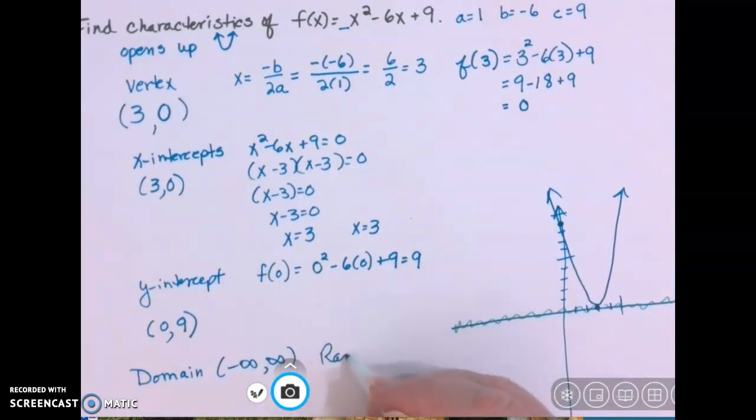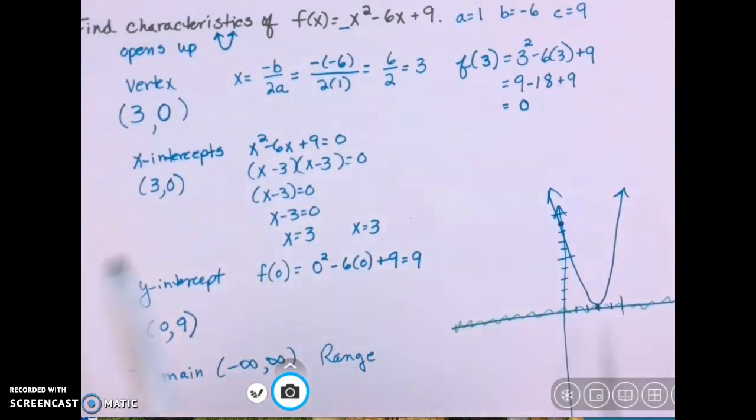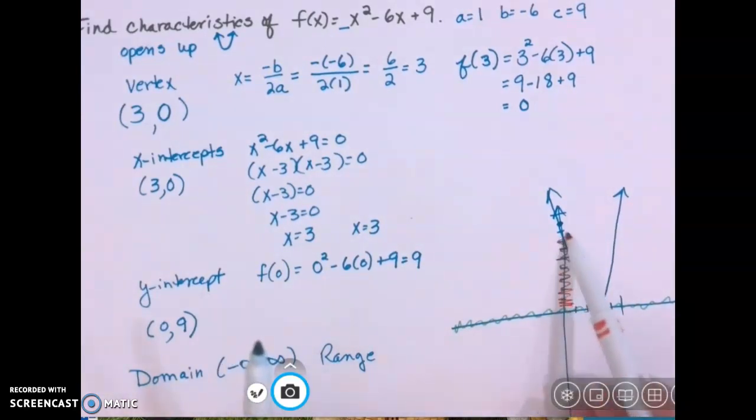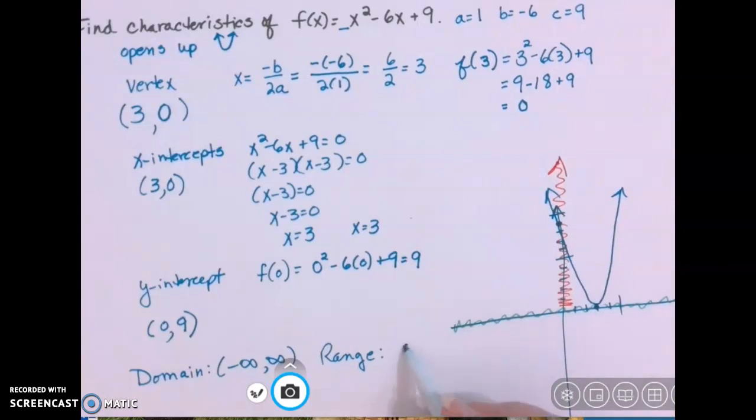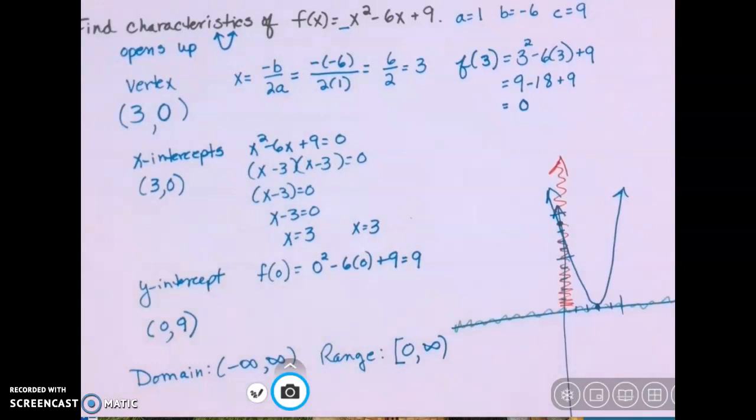Now what about my range? The range is going to be a shadow on the y-axis. So if I shine the light from the side, then the shadow on the y-axis would be that going on forever. So we know that the range is going to start at y equals 0, and that is on the graph, so we use a square bracket, and then it goes on to positive infinity.